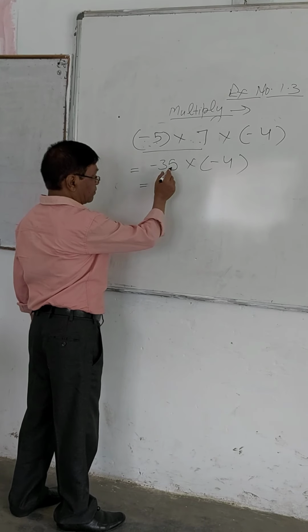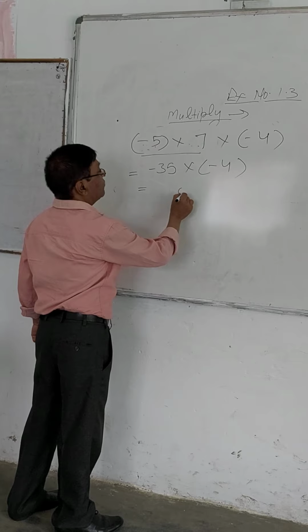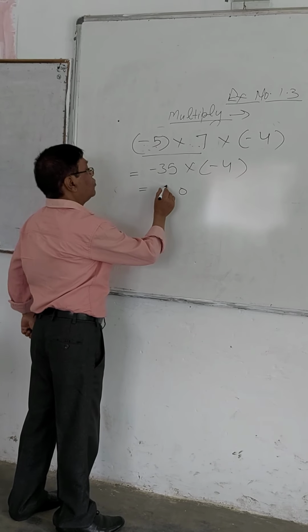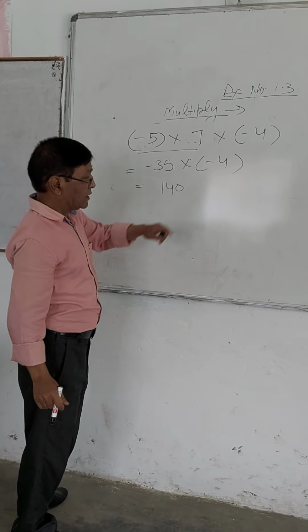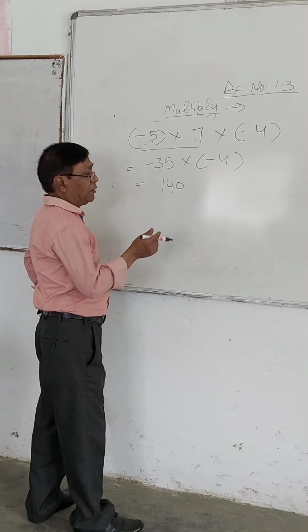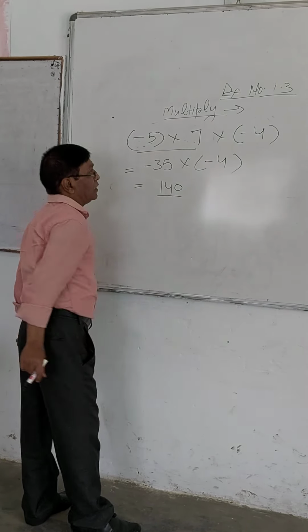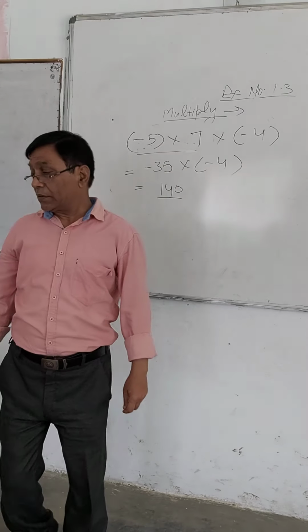So positive. 4 5s are 20 and 4 3s are 12, plus 2 is 14, and minus. Same sign will be positive, opposite sign will be negative. So the answer is 140. This way.